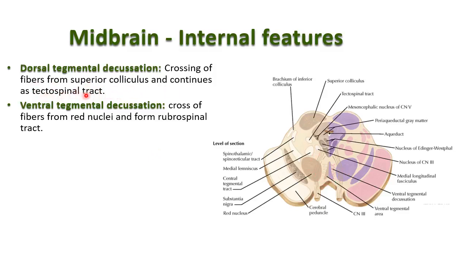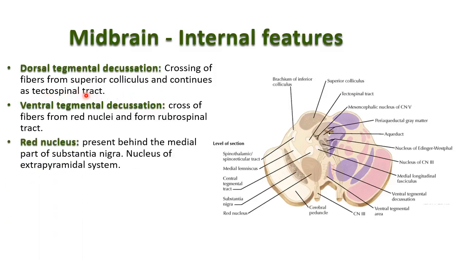Just now I explained what the tectospinal tract is. And then you are able to see this large nucleus, apart from your Edinger-Westphal, oculomotor nucleus and pretectal nucleus. You are able to see this large nucleus, the red nucleus.